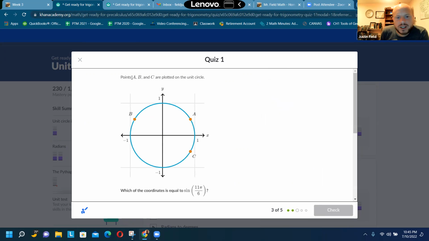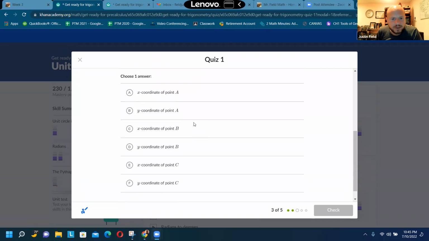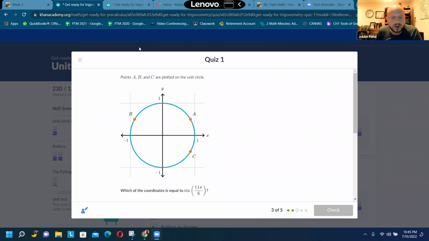Points A, B, and C are plotted on the unit circle. Which of the coordinates is equal to sine of 11 pi over 6? 11 pi over 6 is an exact value. All right, I really want to tell you about the unit circle. I think this is my time to tell you about the unit circle. So in case you didn't know, unit circle basics.